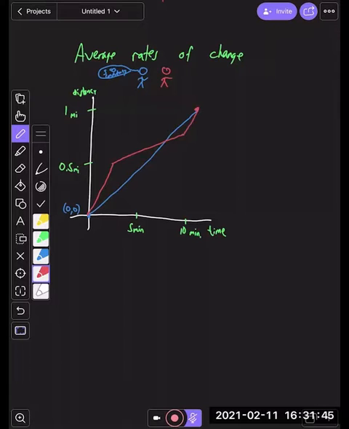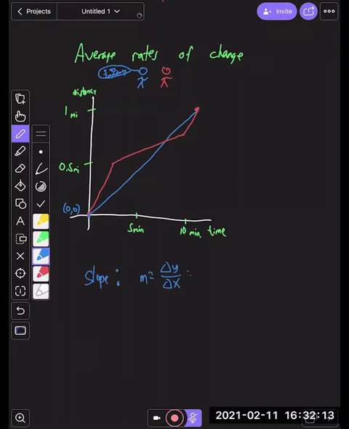You can see here that Mr. Blue Guy and Mr. Red Guy have different paths. However, what I wanted to see is what happens to their average rates of change. Well, we've talked about how an average rate of change is really basically the same thing as a slope, which we've calculated many a time as m is equal to the delta y, the change in y, over change in x.